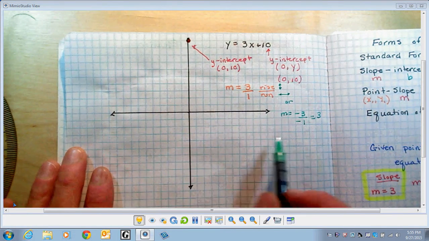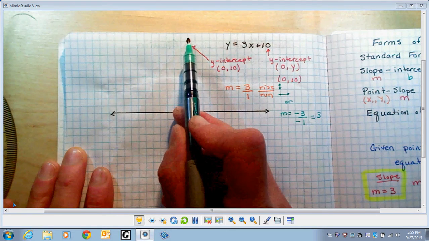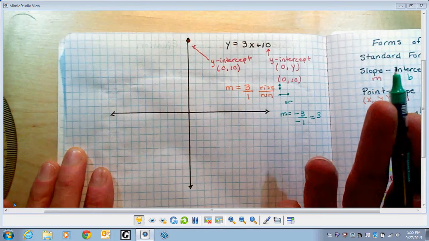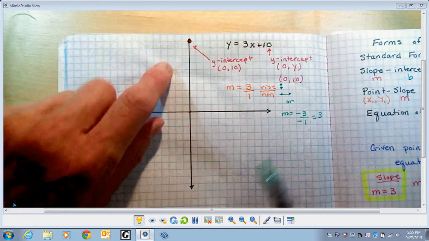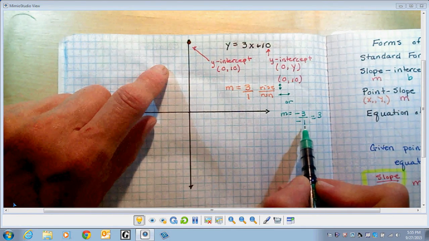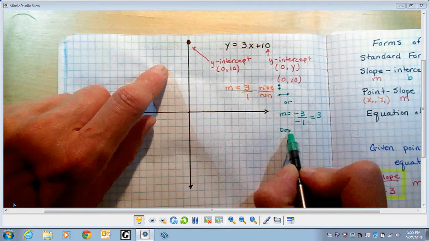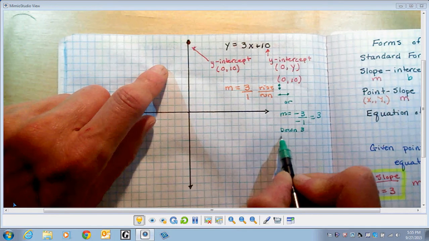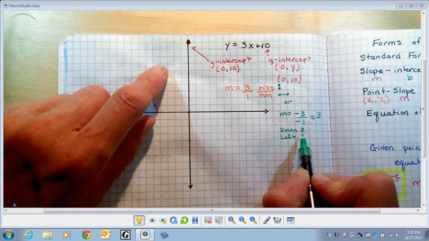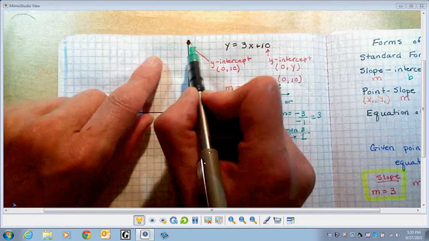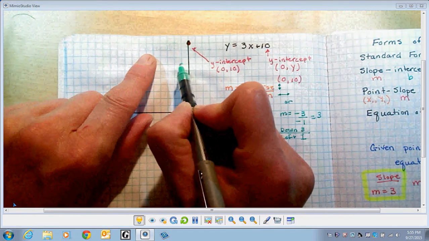So in order to do the line, I have to start at my y-intercept. I can't go up 3 because I have nowhere to go. So now I'm going to go down 3, left 1. So that's how I would read this. It's going to be down 3, left 1. Okay? So I'm going to go down 3. 1, 2, 3, left 1.